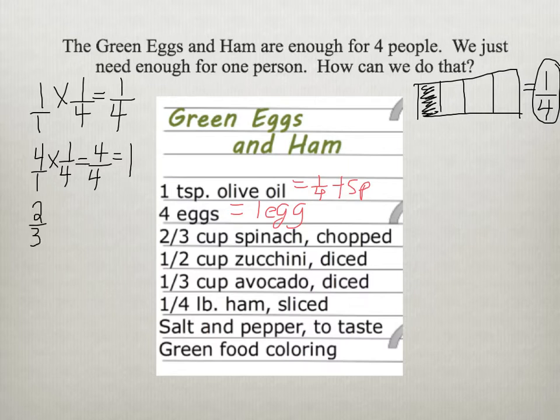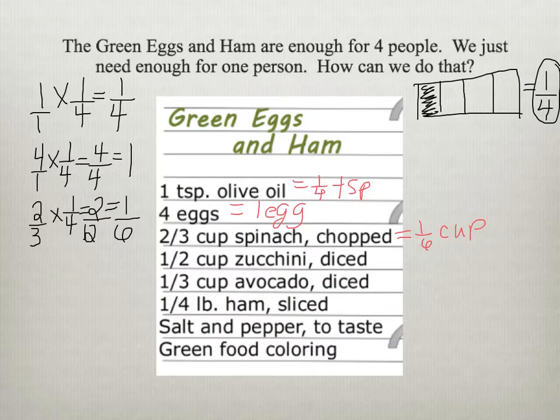2/3 of a cup of spinach times 1/4. 2 times 1 is 2, and 3 times 4 is 12. I'm looking here at this fraction, 2/12, and I hope a bell or a buzzer is going off in your head right now, and you're saying to yourself, wait, we can simplify. If I divide both the top and the bottom by 2, I will get 1/6. And remember, we always simplify if we can. So we will only need 1/6 of a cup of spinach.